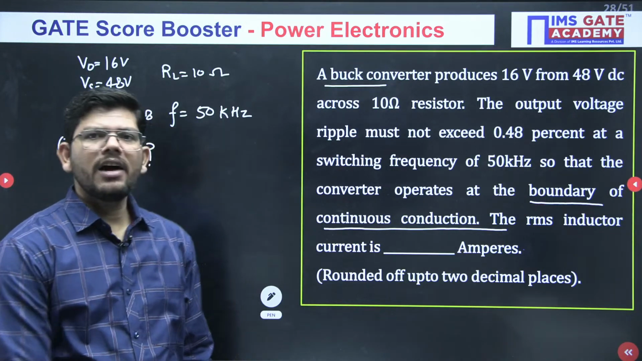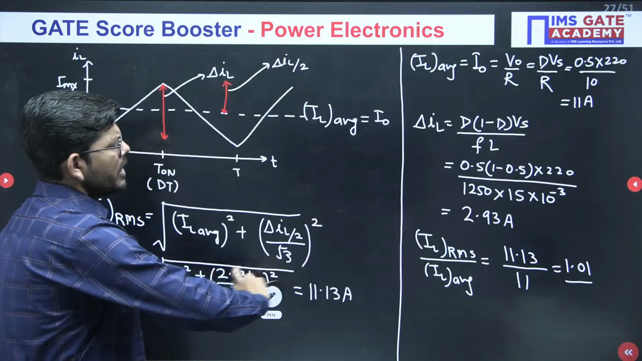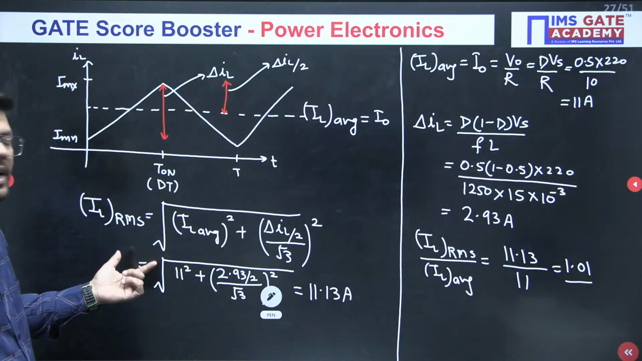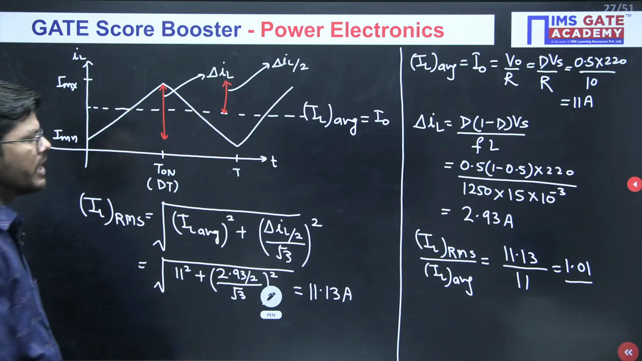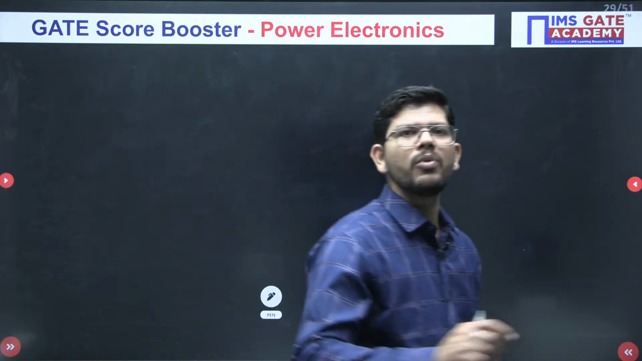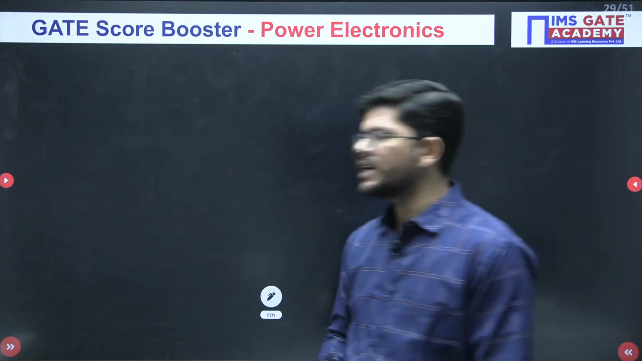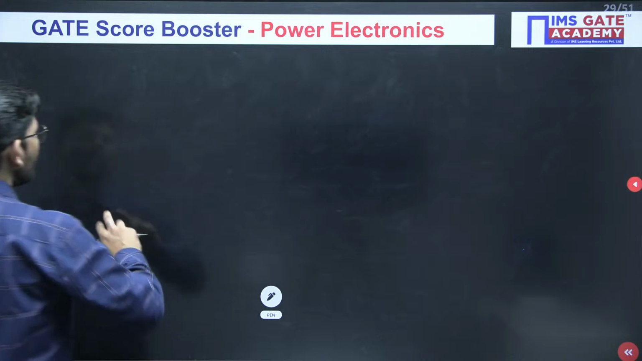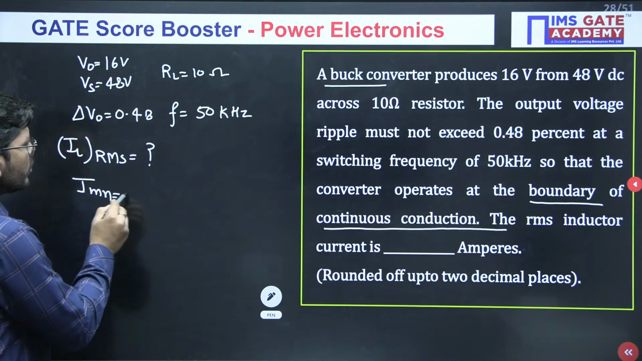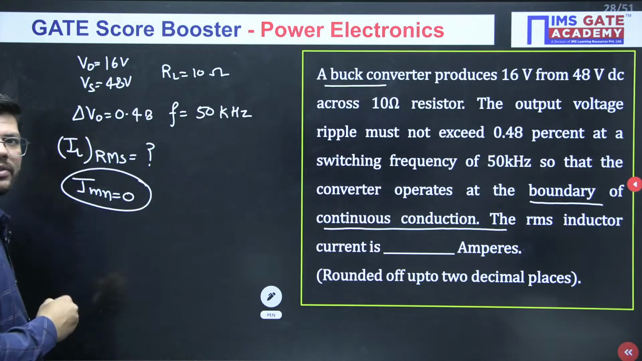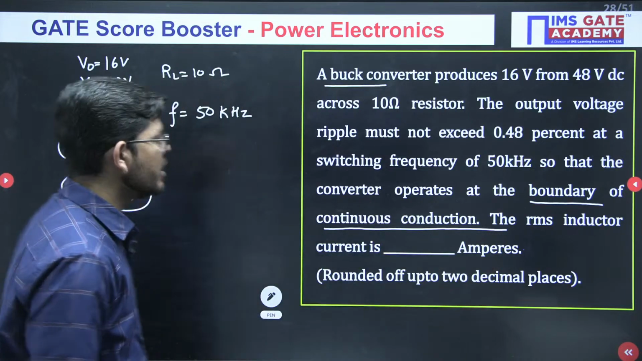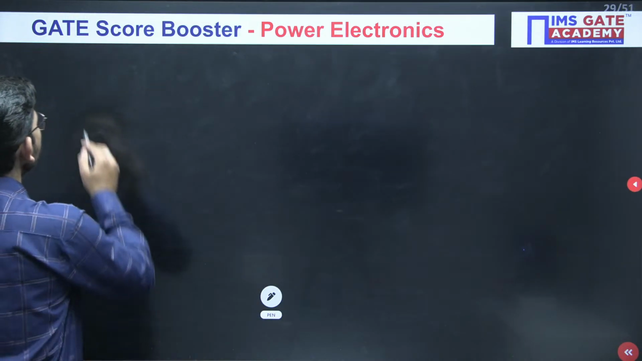Okay. So let's see how to approach this question. We have also calculated the RMS value in the last question, isn't it? But there we had continuous conduction. Here what has been given to us is that the converter is operating at the boundary of continuous conduction. So that means I minimum is 0, because it is operating at the boundary of continuous conduction.